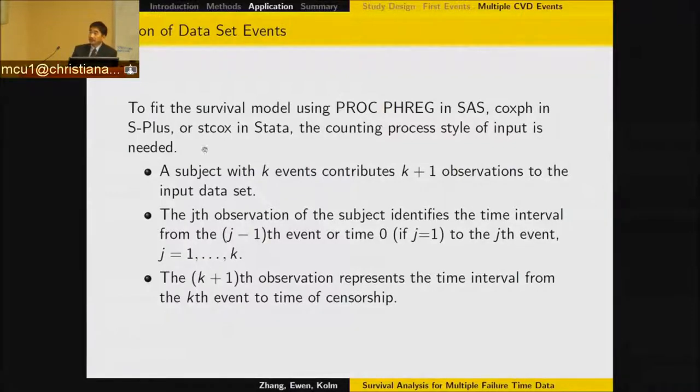The jth observation of the subject identifies the time interval from the (j minus one)th event, or time zero, to the jth event. For the first event, the time interval will be from the beginning to the first event. For the second event, the time interval will be from the first event to the second event, and so on. For the last one, the time will be from the previous event to the time we lost the follow-up, or from the last event to the end of the study. So we have to be very careful with the time intervals. The K plus one observation represents the time interval from the last event to the time of censorship, either loss to follow-up or the end of the study.